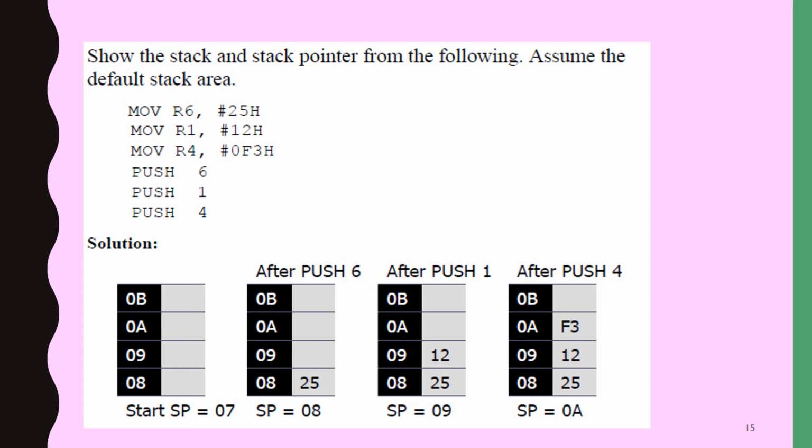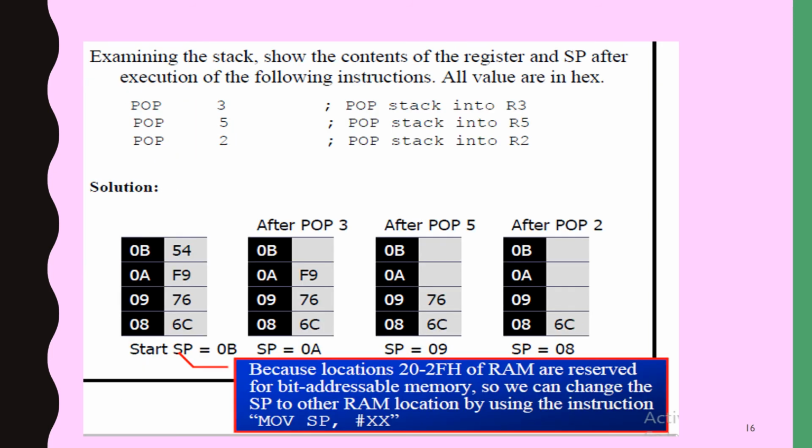And popping of the contents of the stack back into the given register is the opposite. So we have written here, say, pop 3, pop 5, pop 2. So pop stack into R3, pop stack into R5, pop stack into R2. The contents of the register and SP after execution, you can see here. The locations 20 to 2F of RAM are reserved for bit addressable memory.